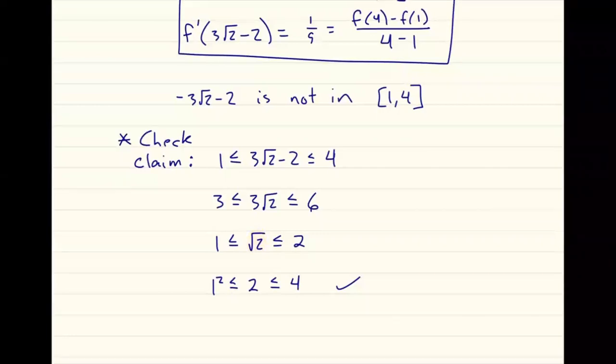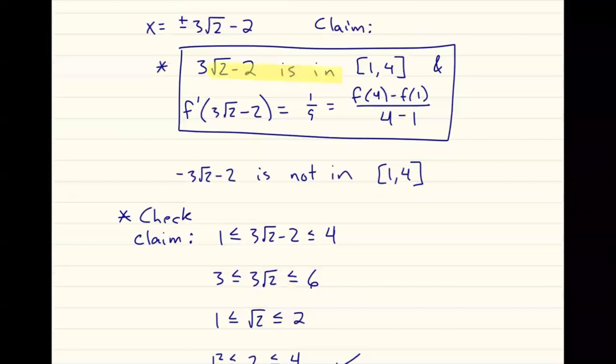If we're still not sure, we can square all sides. We have 1 squared is 1, root 2 squared is 2, and 2 squared is 4. When I look at this, I see an inequality I fully can confirm. 1 is less than or equal to 2 is less than or equal to 4. That checks, right? That's consistent with true mathematical statements. So this claim is in fact correct.